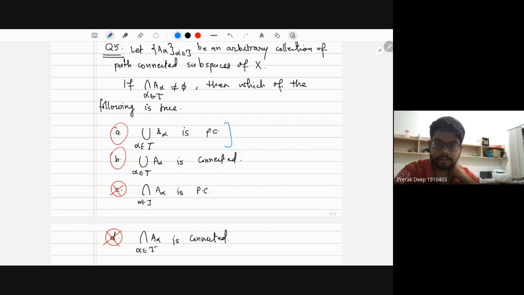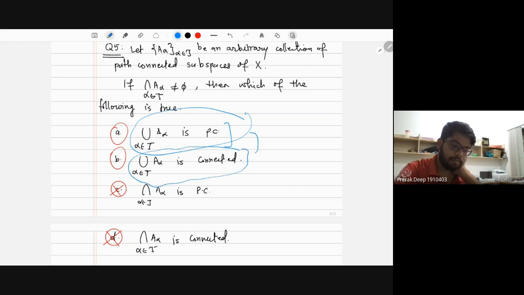The union is path connected space, and once we know that this union is path connected space, we know that it is connected as well, because path connected implies connectedness. So these two options are direct. Path connectedness we have proven. Then we use the theorem which says that path connected subspaces are connected subspaces. So from that we can deduce that.